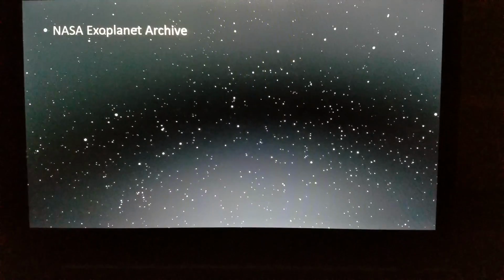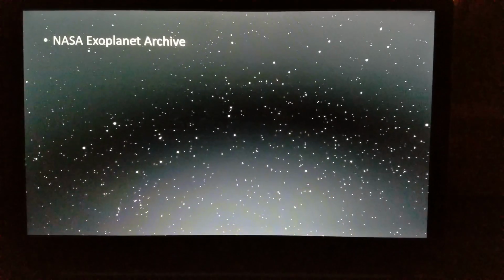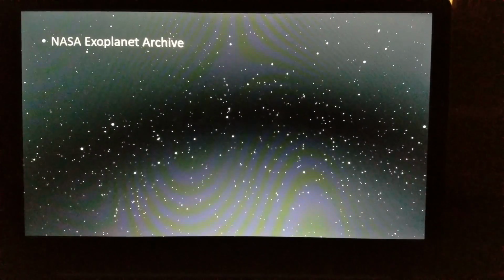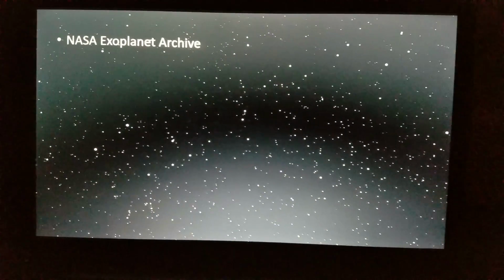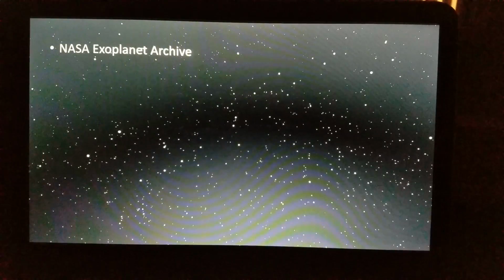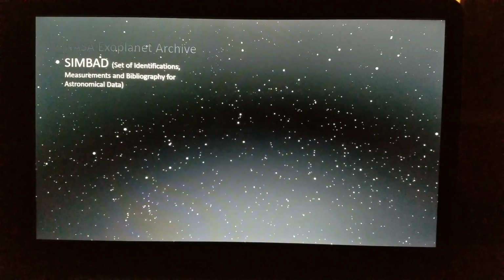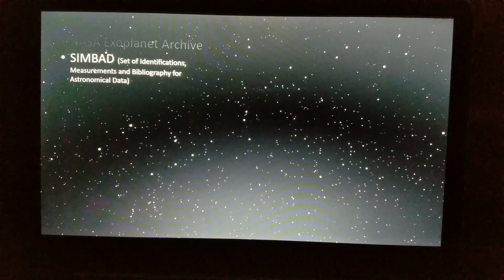Now, I was not able to get my own space telescope, nor did I have the time to do this project, so I had to use databases from other sources. One such database was the NASA Exoplanet Archive, and the other was Simbad, which I used to find my stellar data.